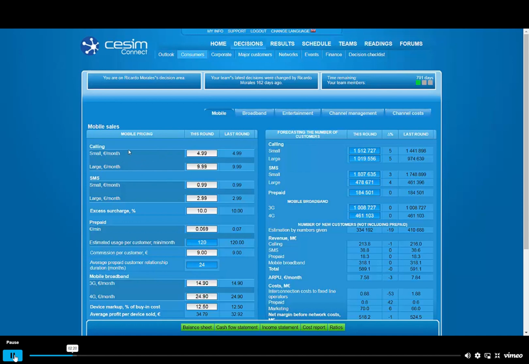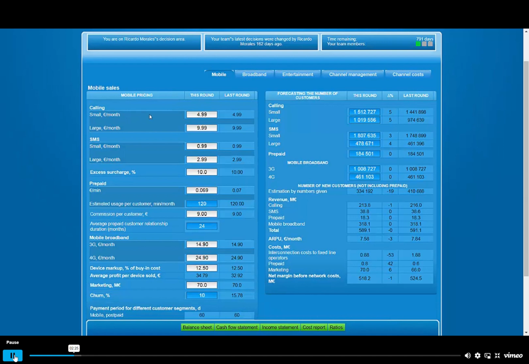Under the consumer section, the first page that you see is the mobile service, and there we make pricing decisions for different packages. So we have the calling packages, small and large, different pricing for those. We have the SMS packages, likewise small and large, and then we can decide what kind of excess surcharge we apply if the usage goes above the monthly limit. And then there's the prepaid pricing, and then we also estimate the prepaid usage per customer per month. And then we decide what kind of commission we pay for those prepaid customers to those resellers.